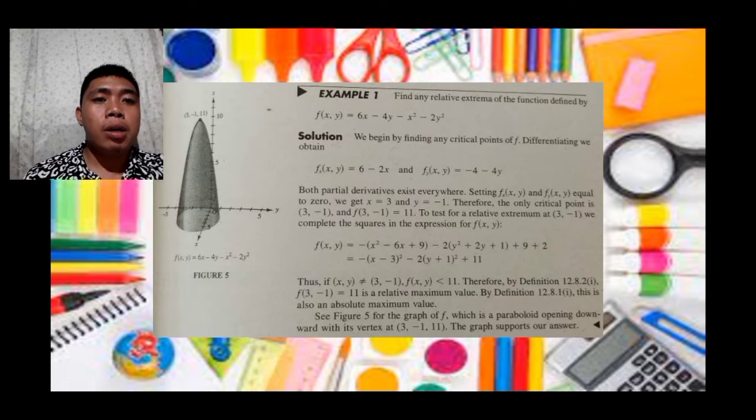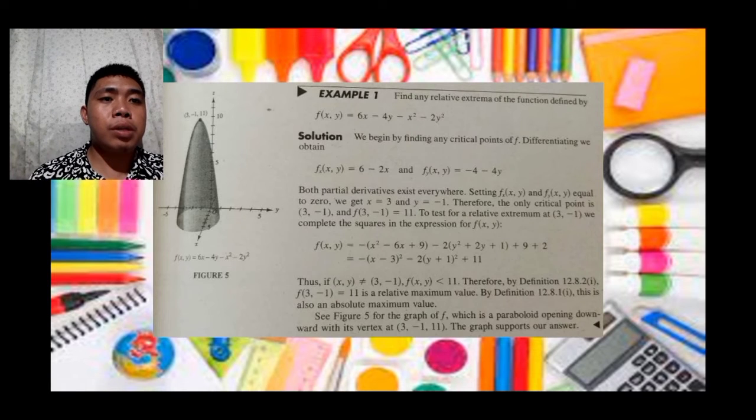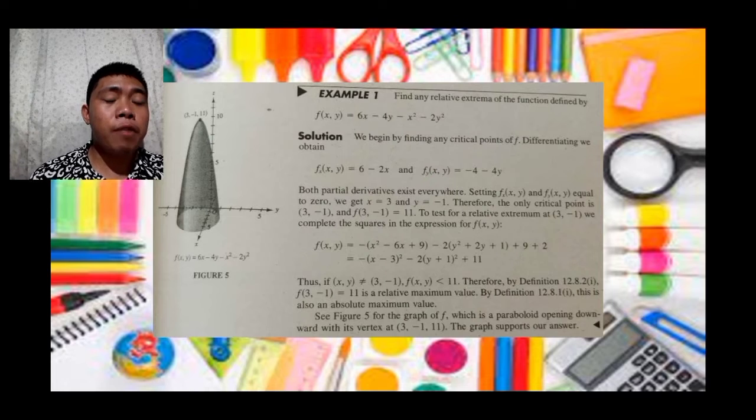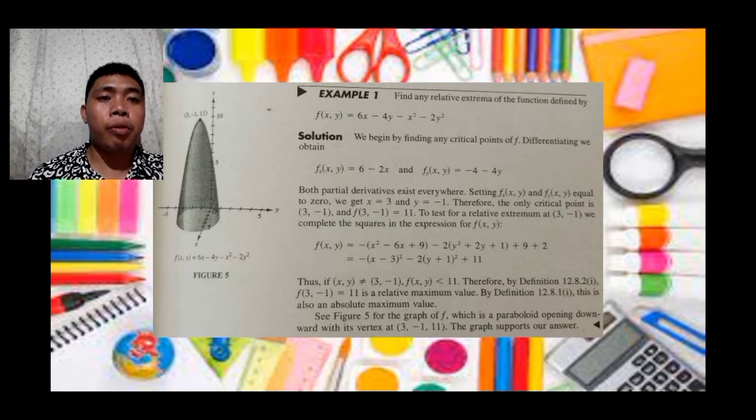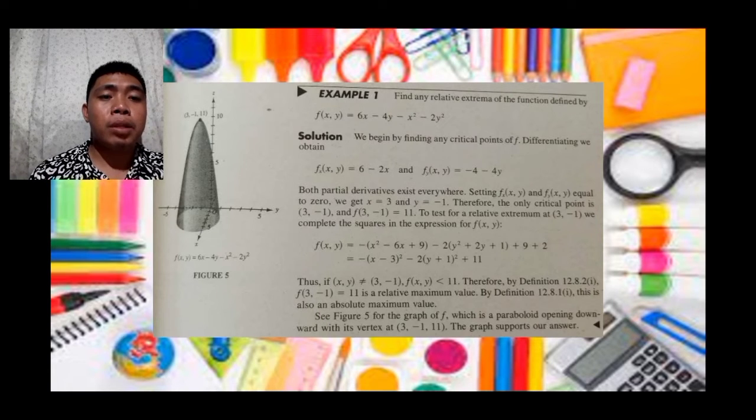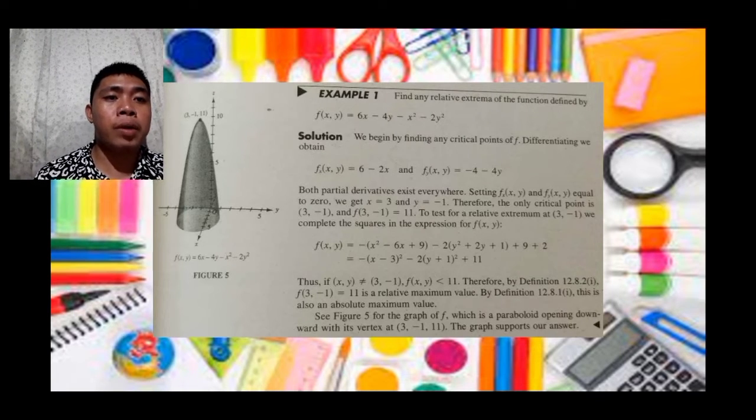Both partial derivatives exist everywhere, so we set f sub x and f sub y equal to 0. We get x equals 3 and y equals negative 1. Therefore, the only critical point is (3, negative 1), and f of (3, negative 1) equals 11. To test for a relative extremum at (3, negative 1), we complete the squares in the expression for f of (x, y).